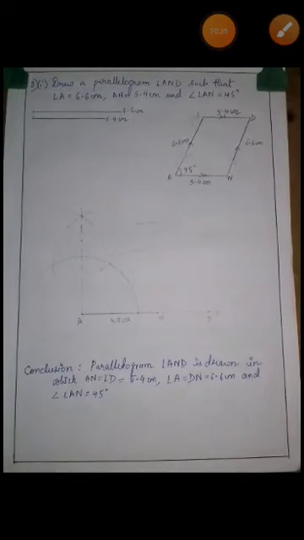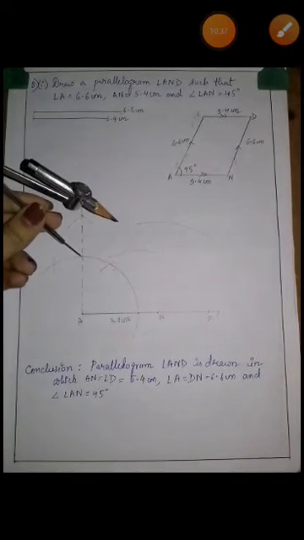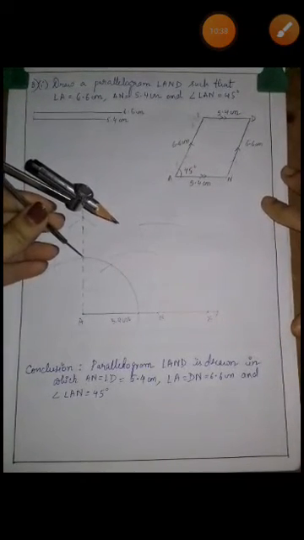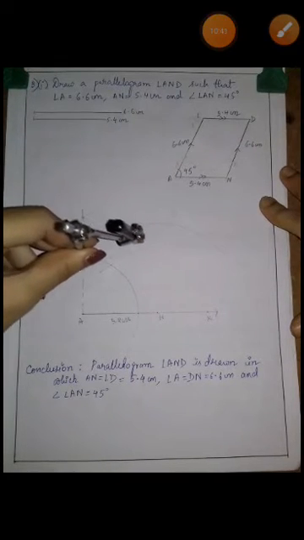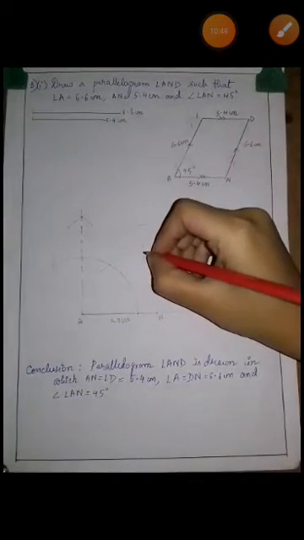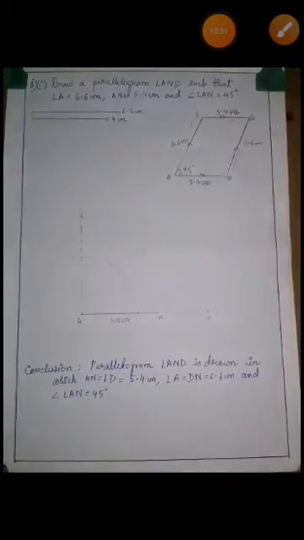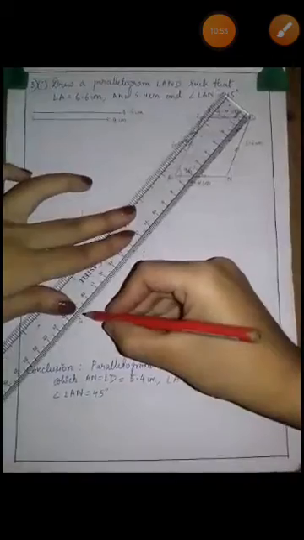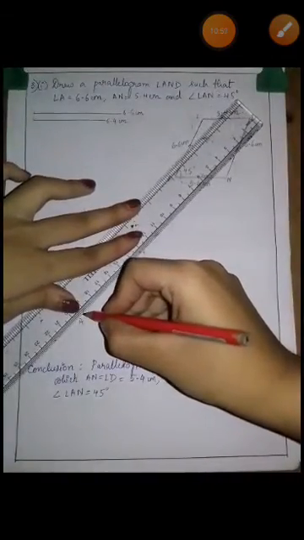Then again you place the pointer over here and cut like this. Okay. Now you have got the point. Now you join these points. That means you can extend also. The line must pass through this point. Just draw a ray.